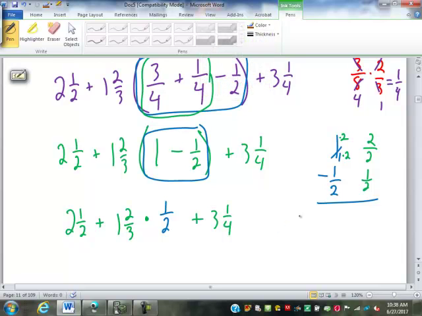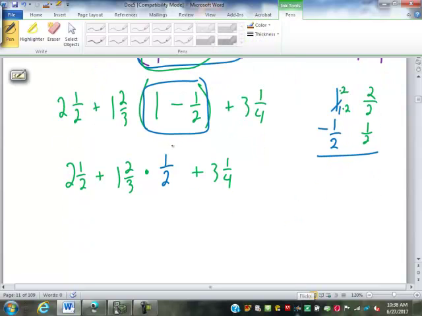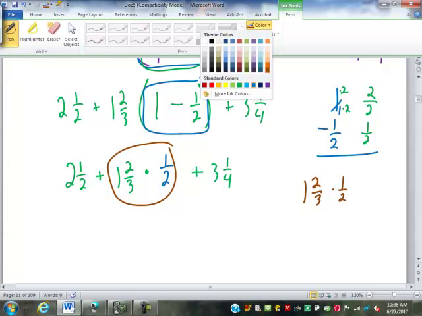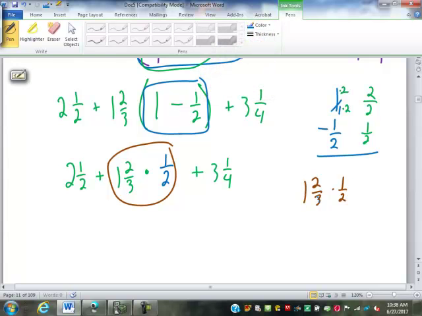What's my next step? 1 2/3 times 1/2. So I'm going to write that off to the side here. 1 2/3 times 1/2. 1 times 3 is 3, plus 2 is 5/3. Times 1/2. 5 times 1 is 5. 3 times 2 is 6. That's 5/6.